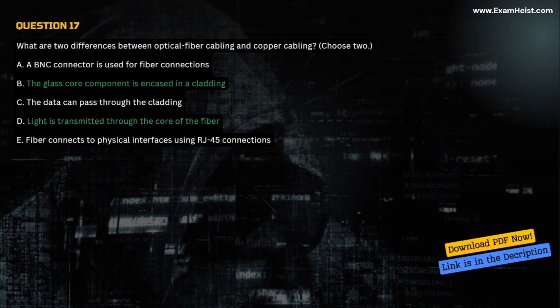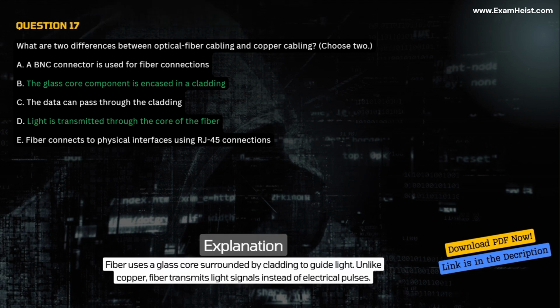Correct answer, B and D. The glass core component is encased in a cladding. Light is transmitted through the core of the fiber. Explanation. Fiber uses a glass core surrounded by cladding to guide light. Unlike copper, fiber transmits light signals instead of electrical pulses.